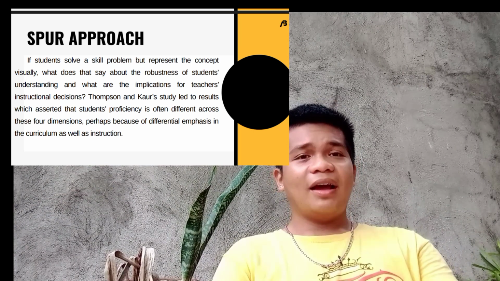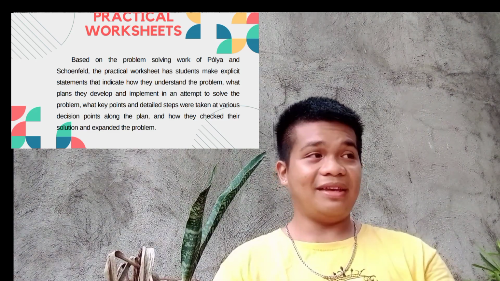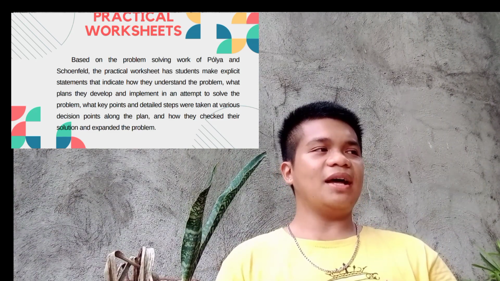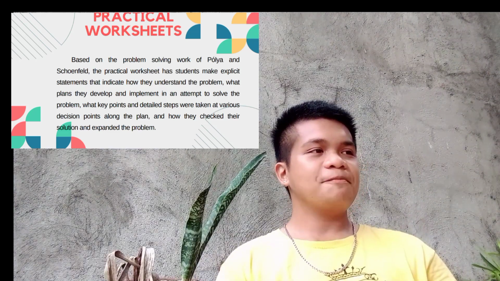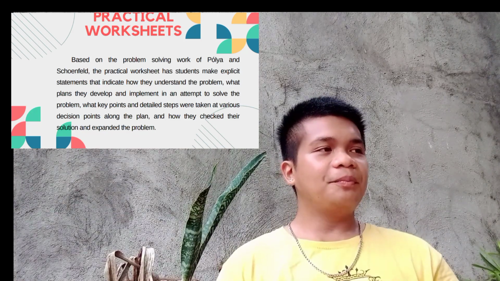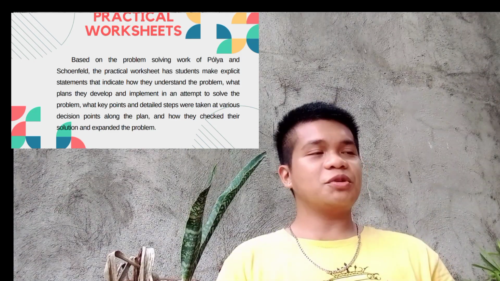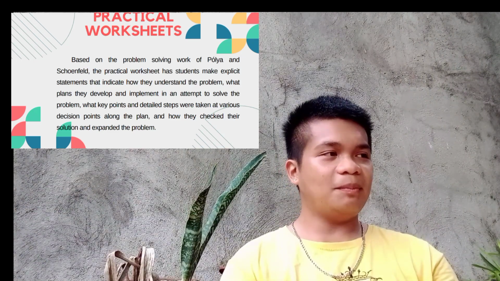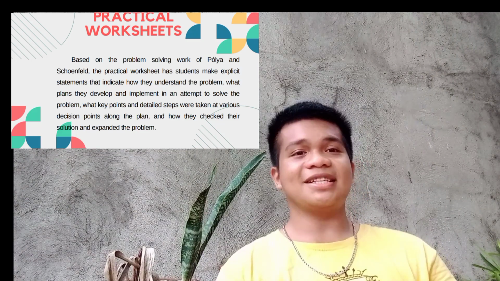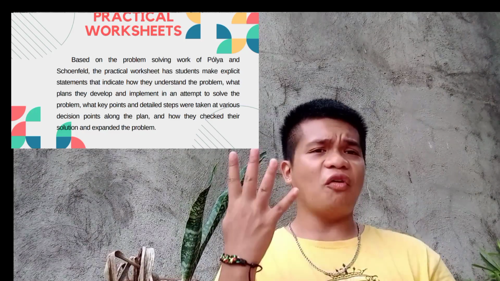So moving forward, we have the third. So the third is practical worksheets. Based on the problem-solving work of Polya and Schoenfeld, the practical worksheet has students make explicit statements that indicate how they understand the problem, what plans they develop and implement in an attempt to solve the problem, what key points and detailed steps were taken at various decision points along the plan, and how they checked their solution and expanded the problem. According to George Polya, in how to solve a problem, there are four steps.